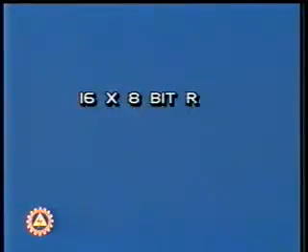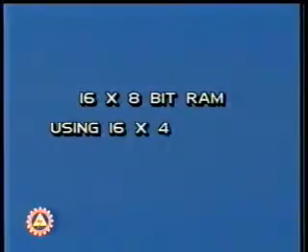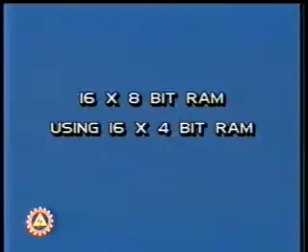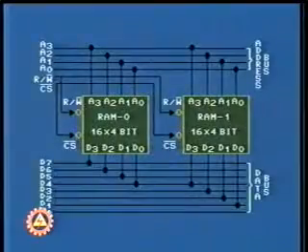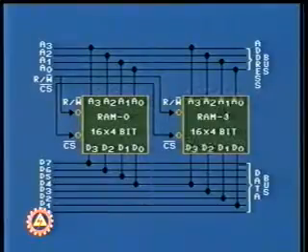Suppose we need to realize a memory block of 16 by 8 bits using 16 by 4 bit RAM chips. Two 16 by 4 bit RAM chips may be combined to form a 16 by 8 bit memory. Here, both the chips are selected simultaneously by making the chip selects active.